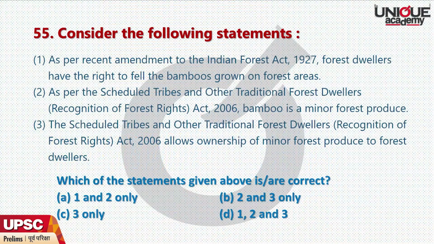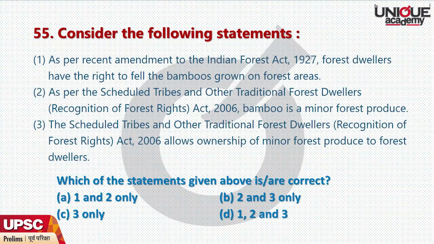So basically they made a few changes to this particular act too, so that they turned bamboo into a minor forest produce. Even in the Indian Forest Act, they have removed bamboo from the definition of a tree. Bamboo is no longer a tree in the Indian Forest Act, because of which tree felling becomes much easier. They do not get involved in legal battles, or they cannot be prosecuted as easily as they could be before.